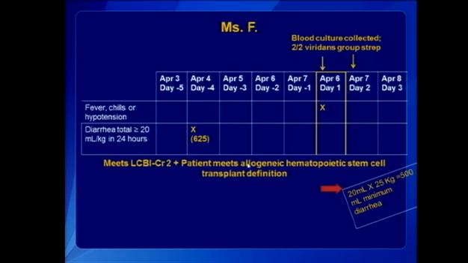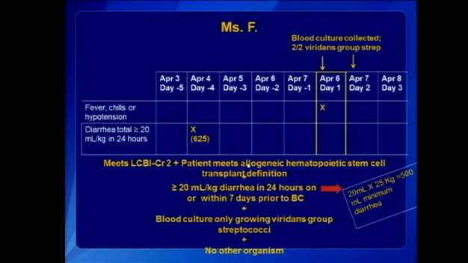So we know that the patient meets LCBI criterion 2 already. She has a common commensal identified in her blood. It has a match within 2 days, and she has no other site, and she's also had symptoms. Additionally, the patient also meets the allogeneic hematopoietic stem cell transplant definition, specifically that she has had more than 20 milliliters per kilogram of diarrhea within 24 hours, on or within 7 days prior to the blood culture. So let's look at the timing.